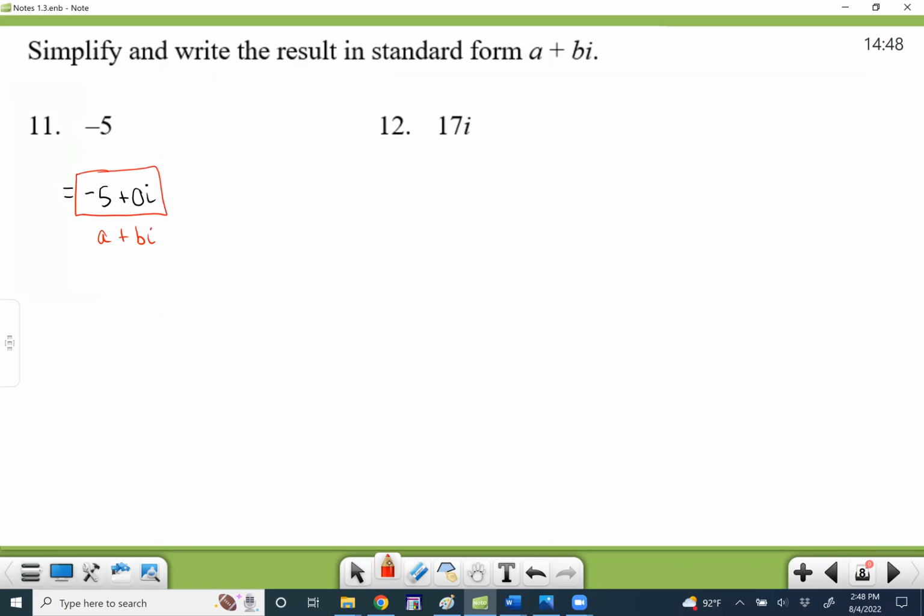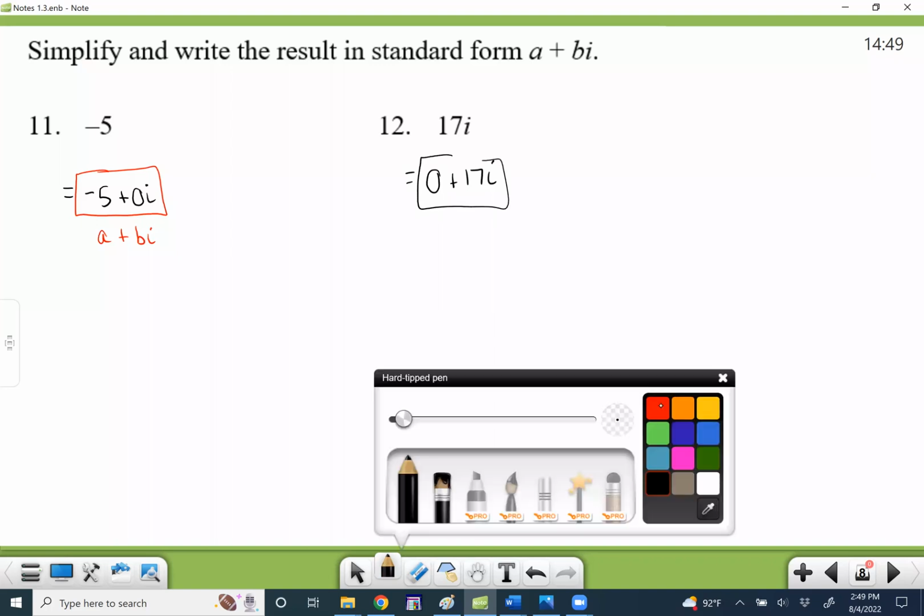And now I think you get the trick. You're going to write this in A plus BI form. What we would do is add a 0 to the front of it, plus 79. Now it would be in A plus BI form.